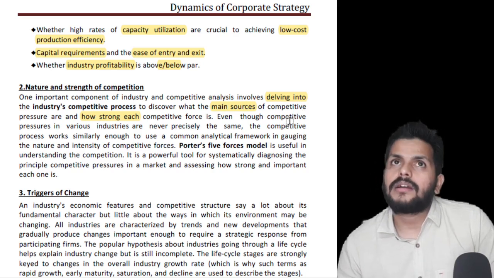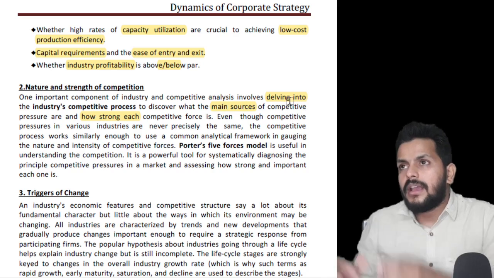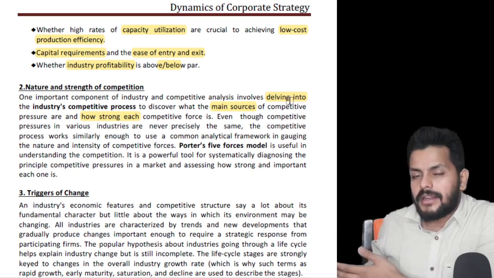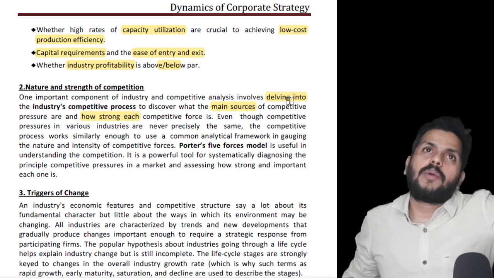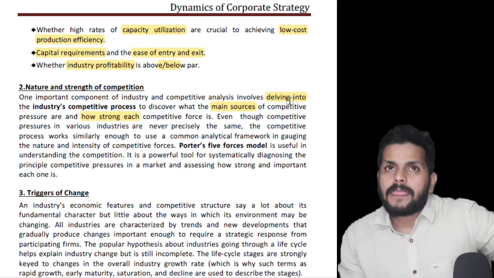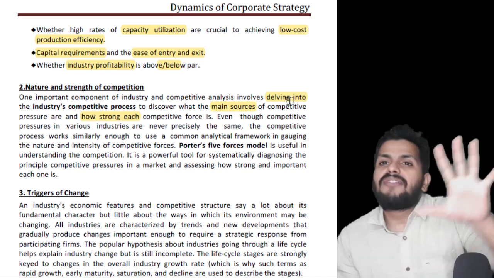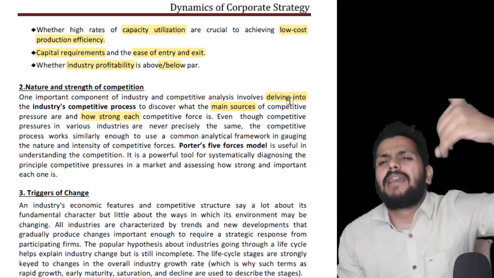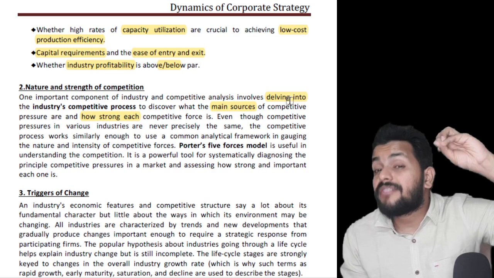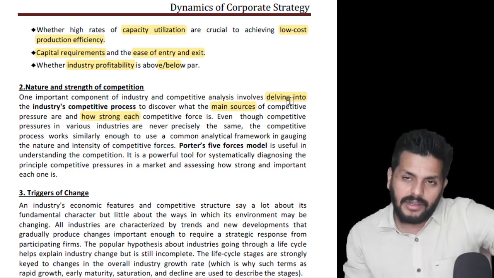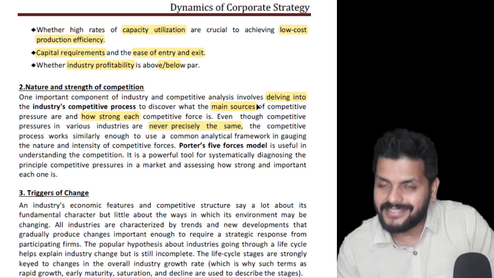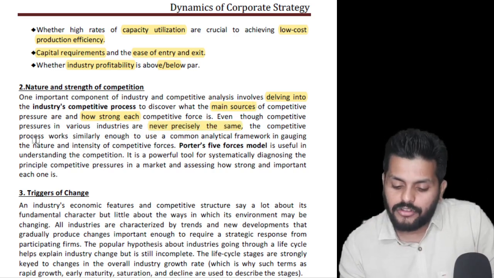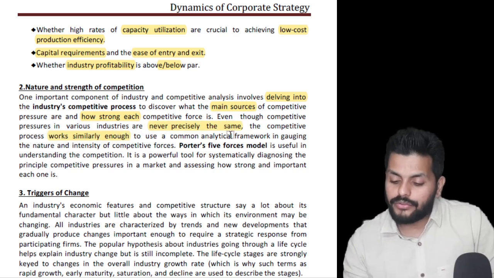Whether in real estate, IT, manufacturing, or any other industry, competitive pressure will not be the same everywhere, because the IT industry's competitive pressure will be quite different from something else. But Michael Porter said that there are five forces which are common to all industries. There may be a great many forces which differ from industry to industry, but there are five forces which are very much in common, which again we will discuss in the fifth chapter. For now, understand that even though competitive pressures in various industries are never precisely the same, the competitive process works similarly enough to use a common framework in gauging the two things: nature and intensity of competitive forces.